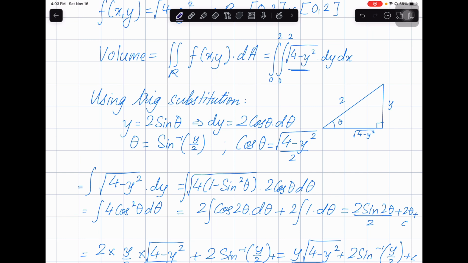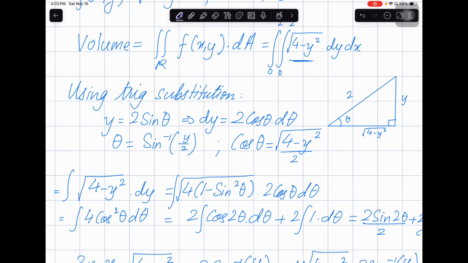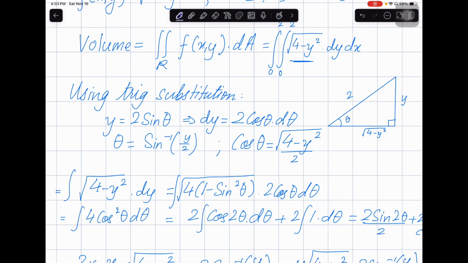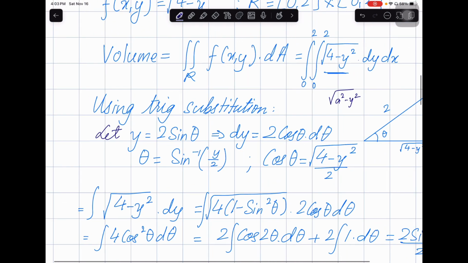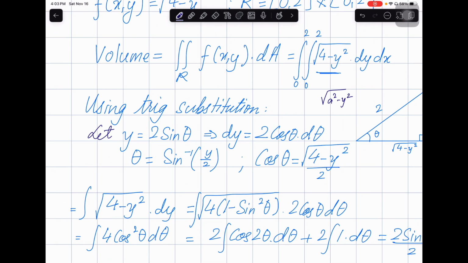So you guys must have learned this in Calc 2 about trig substitution, and I think it's the easiest way to go about this problem. There could be other solutions, definitely, but this is what came to my mind first, so that's how I went with it. So in this case, let y be 2 sine theta. Since it is in the form under root a square minus y square, where a is a constant, you let y be a sine theta. In this case, a is 2, so that's what I've done.